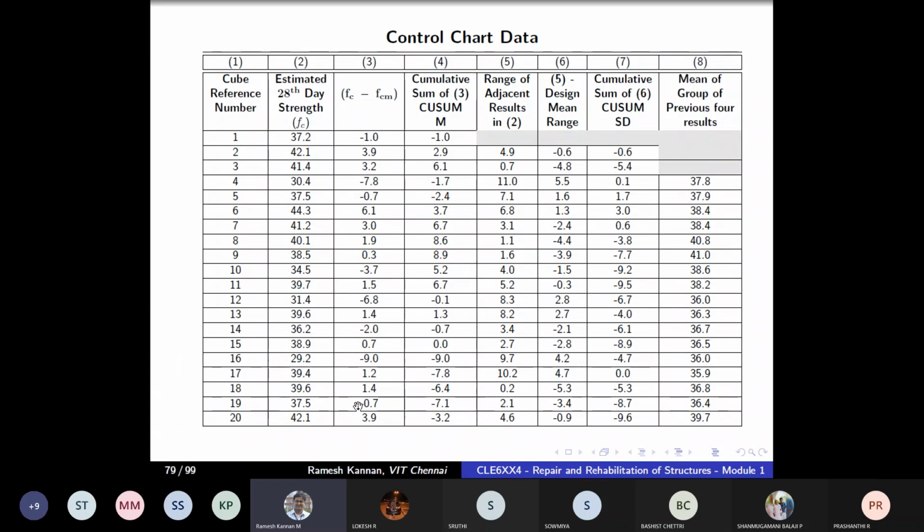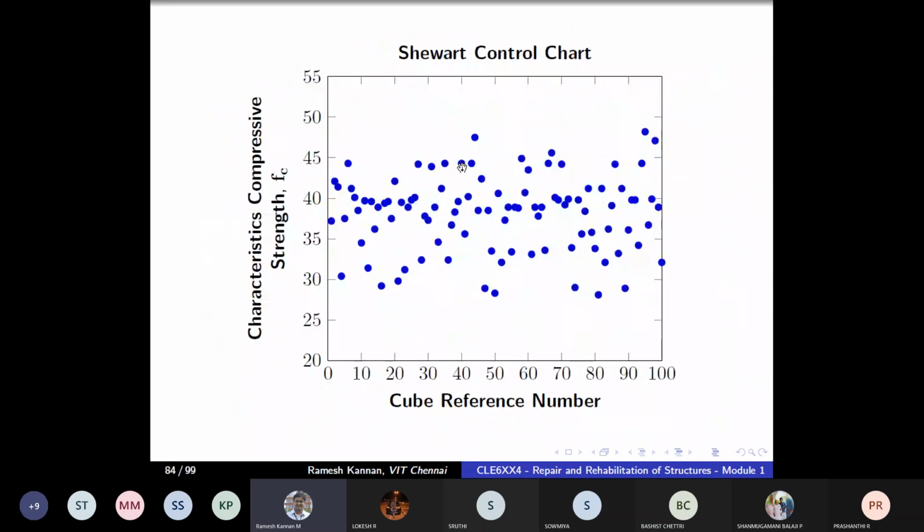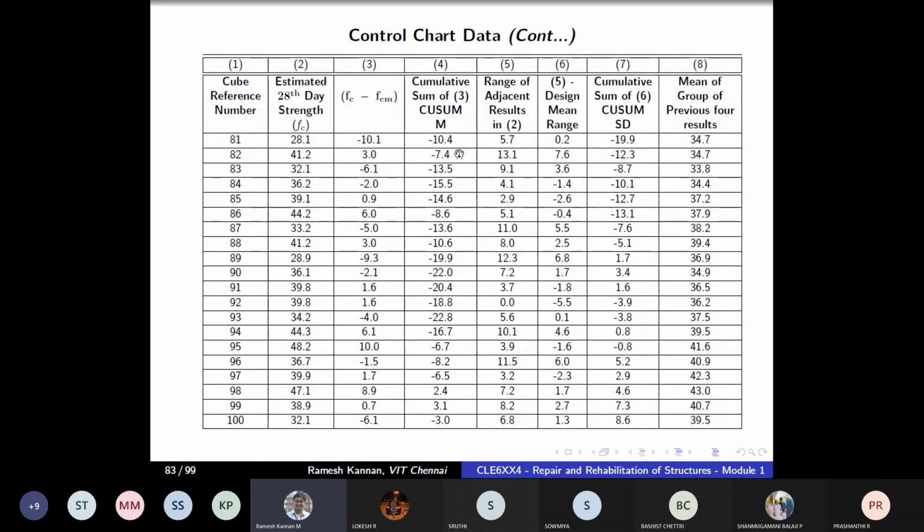This is a different thing, and this is a cumulative sum. You just put the first value here, and this plus this will give us this, and this plus this will give us this, and the sequence goes on till the 100th cube. So this is a cumulative sum of the mean. That is what we call a QSUM mean. This is a very interesting terminology that you should really understand, not only from a concrete perspective but from any quality control perspective. The QSUM chart is a very important tool to understand deviations. I'll let you know how it is important.